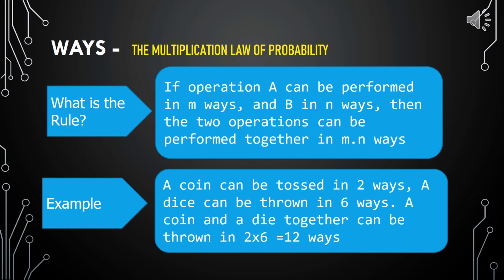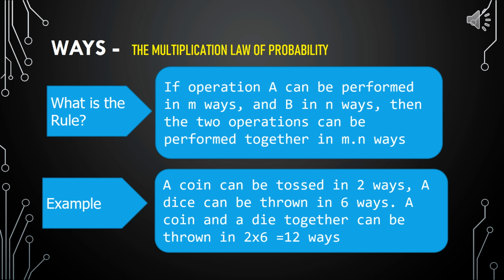The multiplication law of probability for independent events states that the probability of 2 independent events both occurring is equal to the product of their probabilities. P(A and B) equals P(A) multiplied by P(B). Two events are independent if the probability of one event occurring does not affect the probability of the other event occurring. For example, the outcomes of 2 rolls of a fair die are independent events.